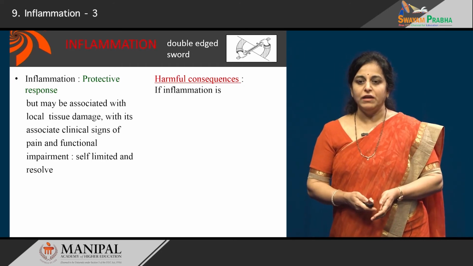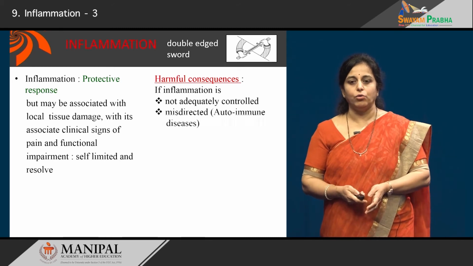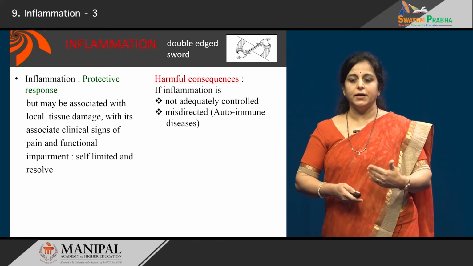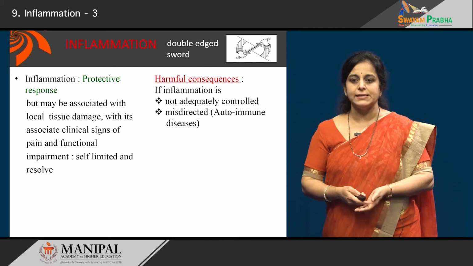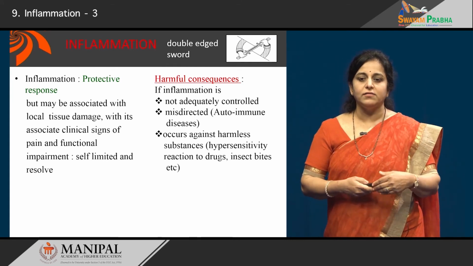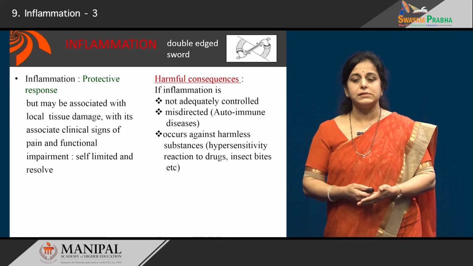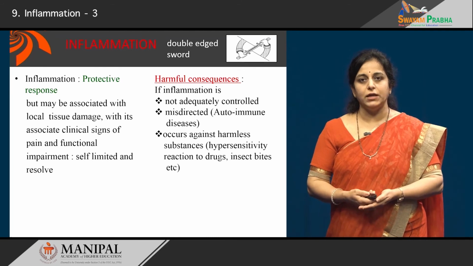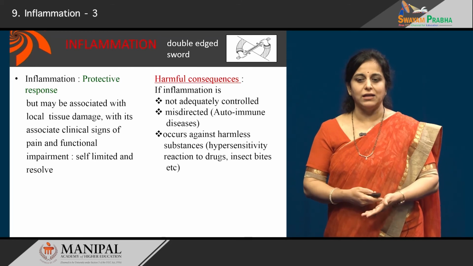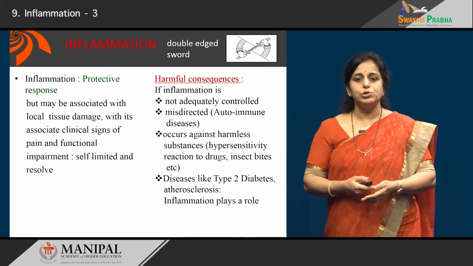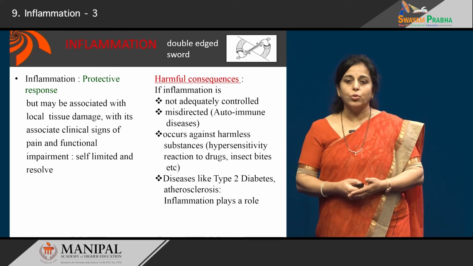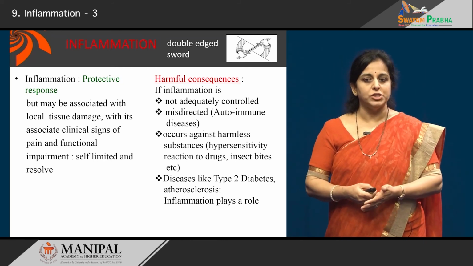For example, if inflammation is not adequately controlled or it is misdirected. For example, if inflammation is occurring against one's own body cells, which is autoimmune diseases, or it is occurring against harmless substances. For example, some people have hypersensitivity reactions to drugs and insect bites, which do not cause problems in others. And also certain diseases like type 2 diabetes and atherosclerosis are now known to be conditions where inflammation plays a major role.